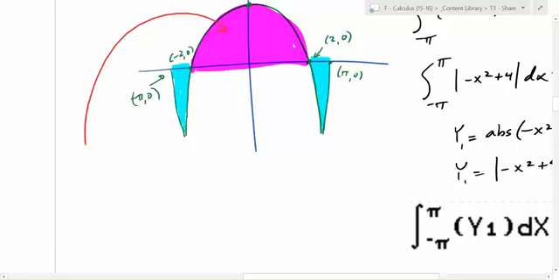Yep. What is it? You go from negative 2 to 2 of negative x squared. Yes, exactly. Now, is that an integral you could do? Yeah, absolutely. When I say do that, I mean by hand. You could do that by hand.